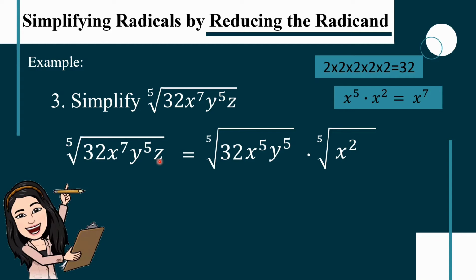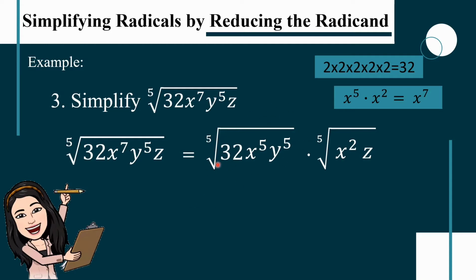Ang z ba ay perfect fifth root? Okay, hindi po kasi ito ay 1 lang. Since ang ating exponent ay mas mababa sa ating index, ibig sabihin, it is already in its simplest form. Since it is already in simplest form, nandito po siya. Okay? Now, after separating the perfect fifth root and for the non, or doon sa mga simplified na, let us now simplify this.